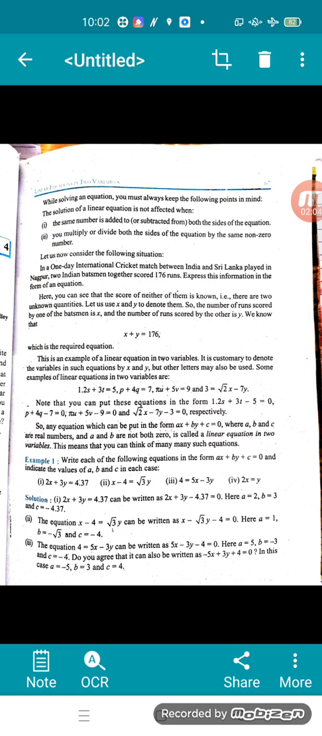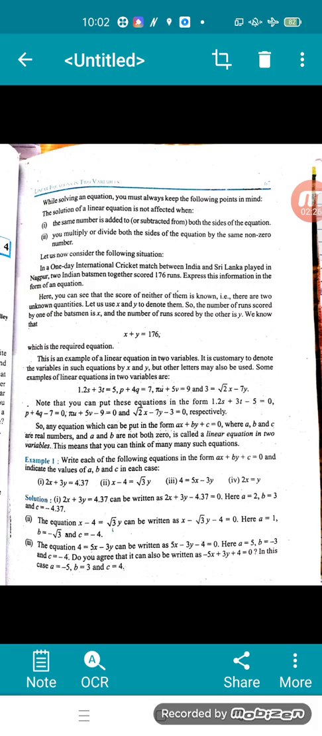It is customary to denote the variables in such equations by x and y, but other letters may also be used. Some examples are 1.2s plus 3t is equal to 5. Second is p plus 4q is equal to 7. So, please see the examples which are given in our textbook.